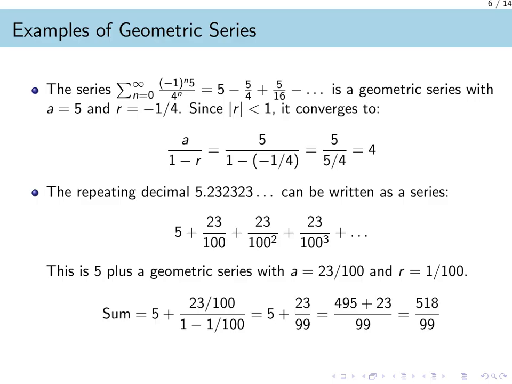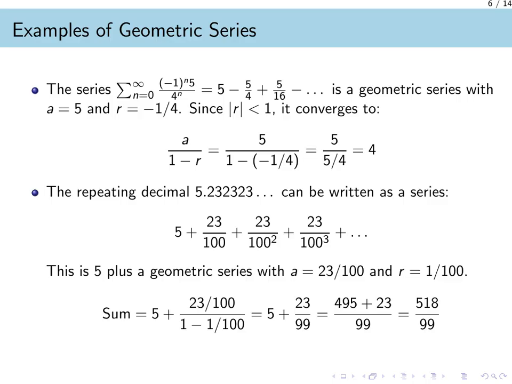You can see that this sum is a geometric series. The first term, a, is 23 divided by 100. The common ratio, r, is 1 over 100. Since the absolute value of r is less than 1, the series converges. We can find its sum using the formula a divided by the quantity, 1 minus r. This gives us 23 over 99.